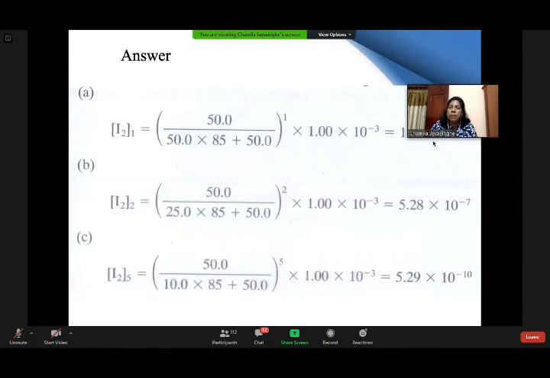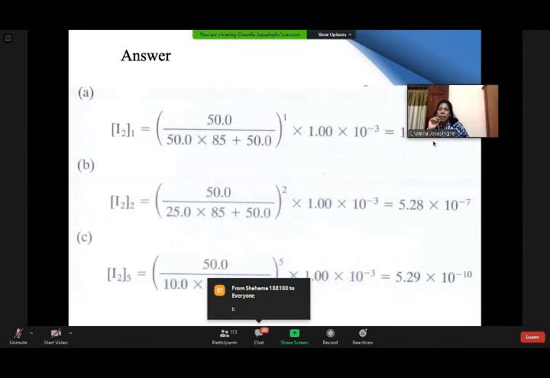Out of B and C, which one is the greater value? In between B and C, what would be the greater value? Which one is greater, A, B or C? B is greater. Right, very good. Now you can see A has the greater value, A is the greatest, B is next, and C is the third one.